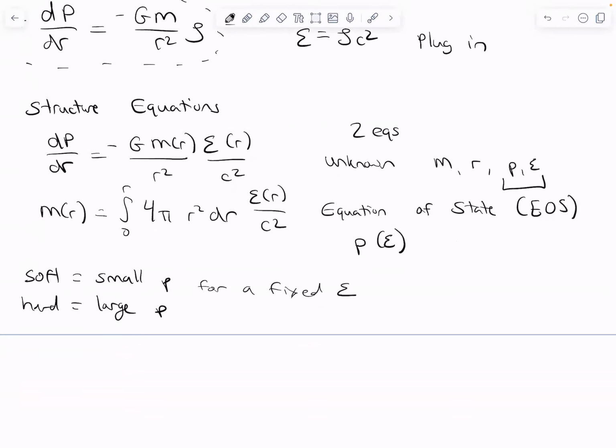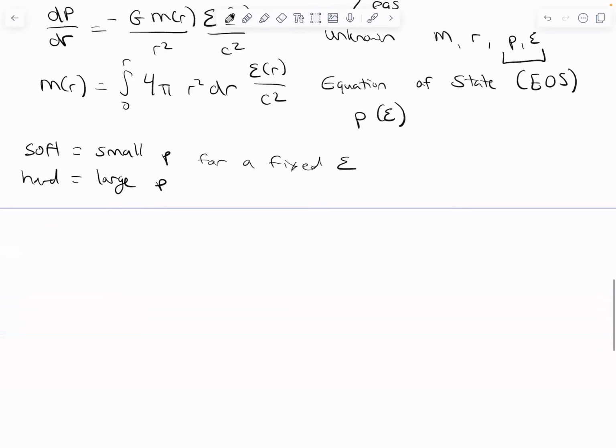And why is the equation of state interesting? Well, this would change depending on what the underlying degrees of freedom are within your star. If you have something like electrons, that'll look very different than if you had neutrons inside your star, or if you had quarks inside your star. And so depending on what the underlying degrees of freedom are, you might get a very different equation of state. And so that's something that we'll be discussing as we go through this talk. All right, so now at the end of the day, we have two coupled differential equations.